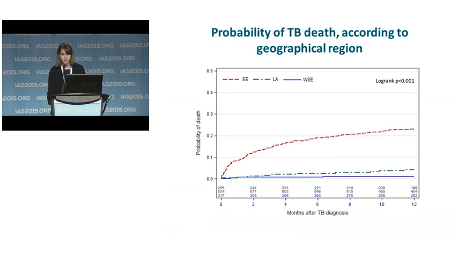So this Kaplan-Meier plot shows the cumulative probability of TB death according to geographical region. As you can see, the cumulative probability of TB death is higher in Eastern Europe, shown in the red line, where the probability of TB death at 12 months was 23%, compared to 1 to 4% in the other regions.